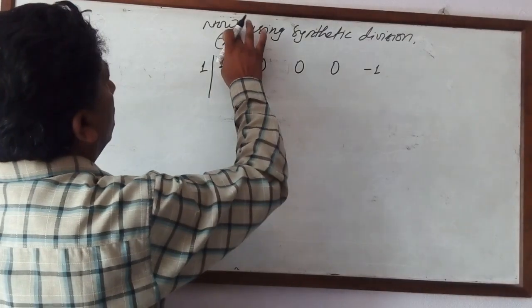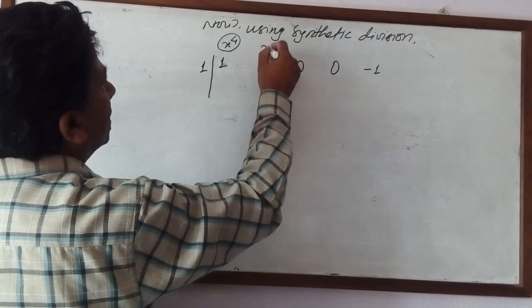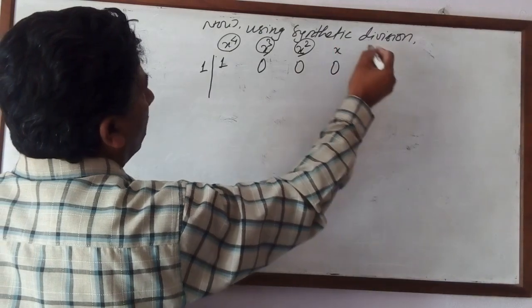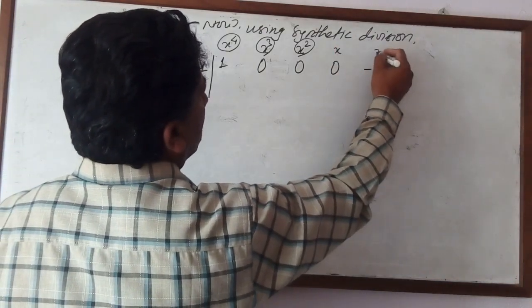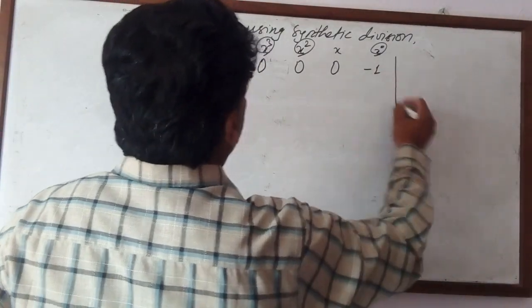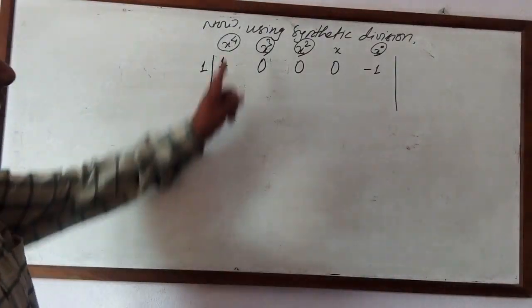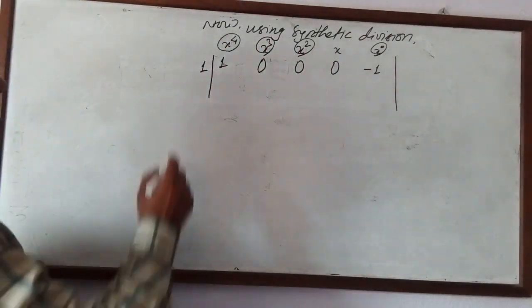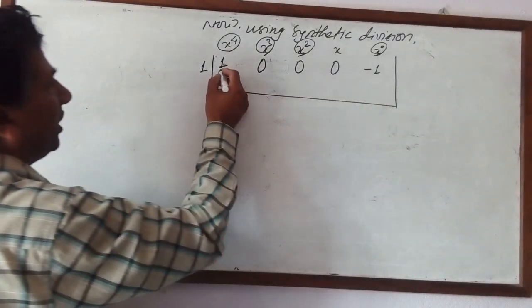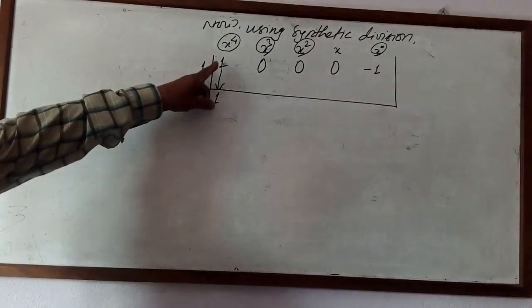I write here also: this coefficient is of x power 4, this is of x cube, this is of x square, this 0 is of x, and this one is of x power 0. Actually this is not necessary to mention. You have to remember that they are the coefficients of these variables. Now, first step, bring this one down here. First term, bring the coefficient here.